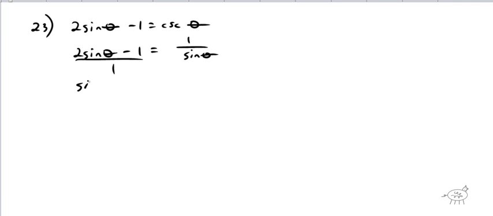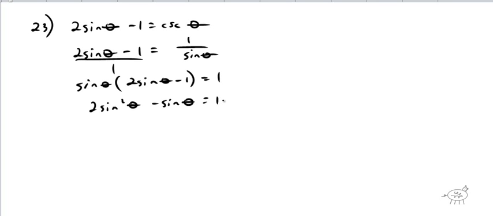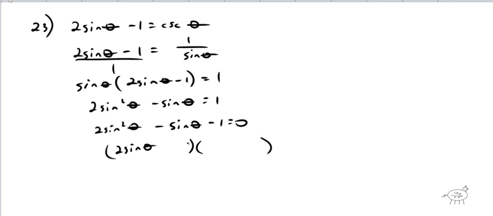If I cross multiply, I get sine of theta times 2 sine of theta minus 1 equals 1. So I get 2 sine squared of theta minus sine of theta equals 1. Then I move it over because I can see I'm going to factor this: 2 sine squared of theta minus sine of theta minus 1 equals 0. If I factor this, I get 2 sine of theta, minus 1 over here and plus 1 over there.